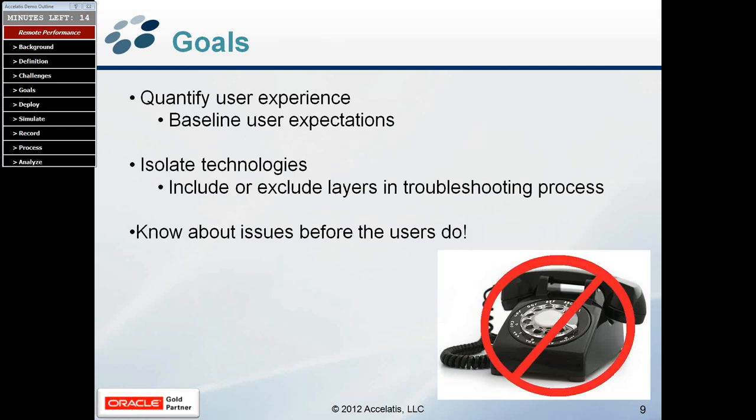So what are the goals of doing all this? First of all, it's to, as we said, quantify what the users are experiencing and then baseline it. Again, all about understanding for certain what users are seeing and being able to set expectations and not rely on second-hand or third-hand information. Then in terms of solving the problem, it's all about isolating technology, so being able to rule things in or out. And this comes either within the Hyperion environment as well as external layers, whether it's hardware, database, or network. And most importantly, know about the issues before the users do.